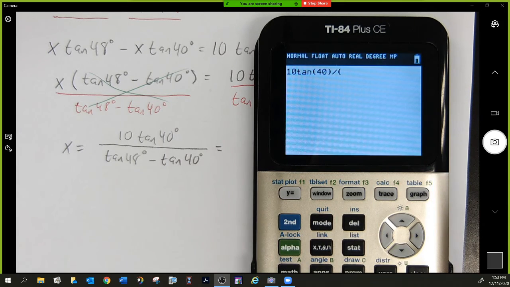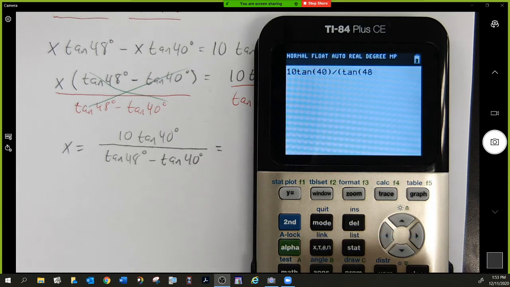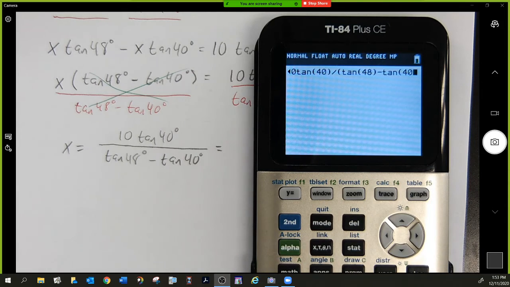Yeah, alpha variable is a shortcut for it, but not everybody's calculators can do that. So that parentheses that I just opened right there just told my calculator I'm gonna have a couple different things down there. So I'm gonna hit tangent 48. You have to close the 48 parentheses, otherwise it still thinks you're typing inside of that tangent. And then minus tangent of 40. You have to close up the 40 and then close up the denominator. Then you hit enter. And you get that x is about 30.9-ish feet.